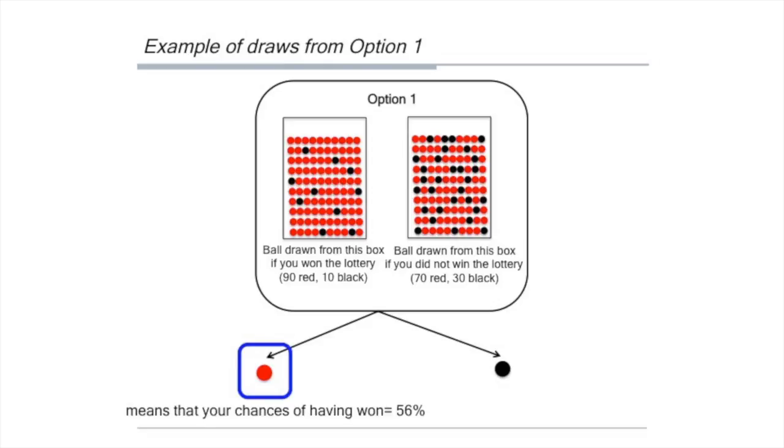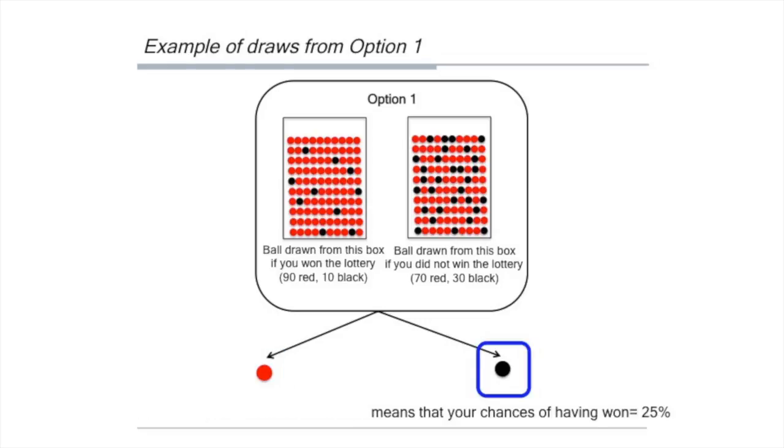If you see a red ball from option 1, it means that the chances that you won the lottery are slightly higher than 50% because there are slightly more red balls in the left box than in the right box. When we calculate the odds, we find that a red ball from option 1 means that the chances that you won are 56%. If you see a black ball from option 1, it means that the chances that you won the lottery are significantly lower than 50%. When we calculate the odds, we find that a black ball from option 1 means that the chances that you won are 25% because there are 3 times as many black balls in the right box than there are in the left box.